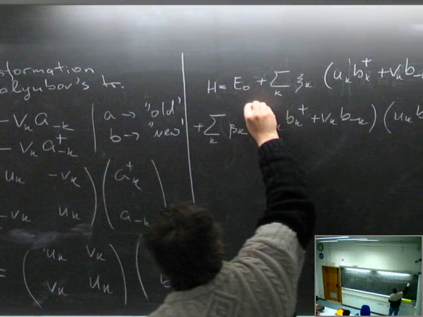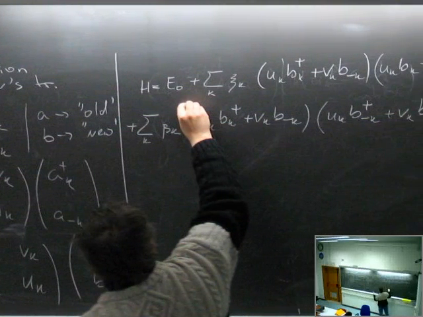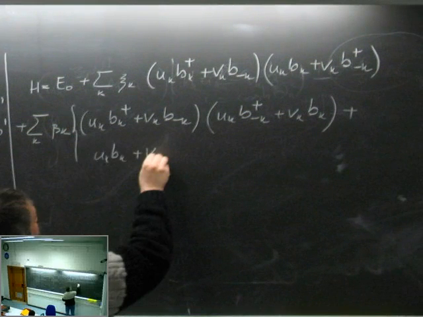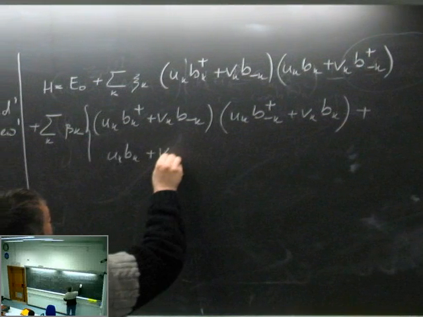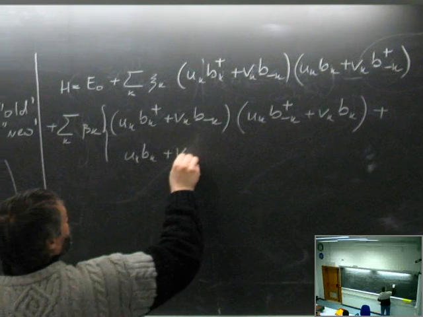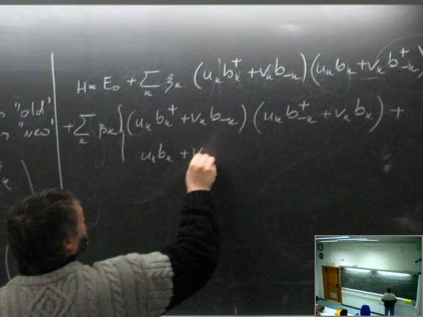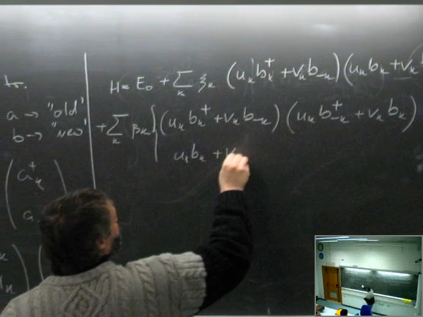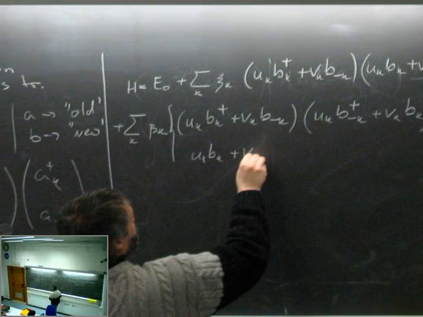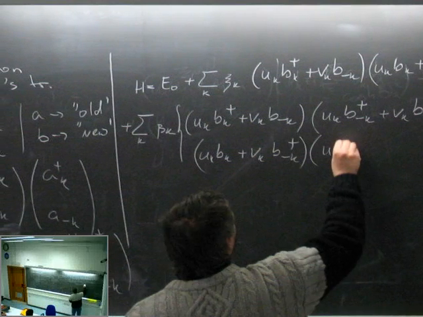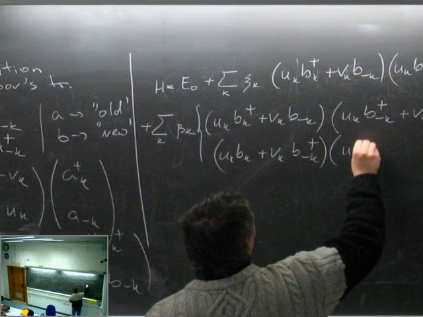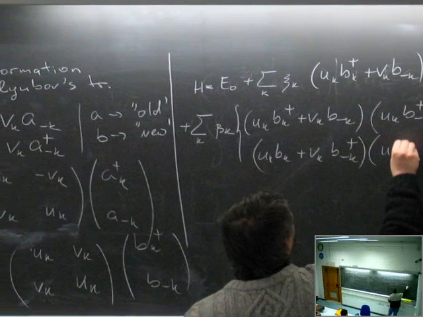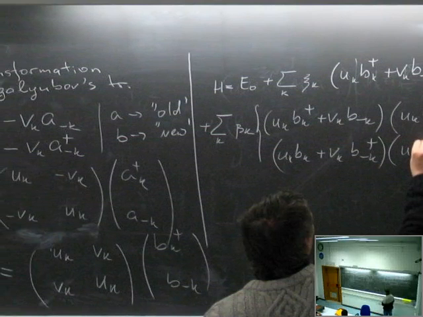Plus complex conjugated: UK BK plus VK B minus K dagger times... It doesn't matter in which order I put them, since these operators commute, it doesn't matter how I write them. UK B minus K plus VK BK dagger. And I close the bracket.